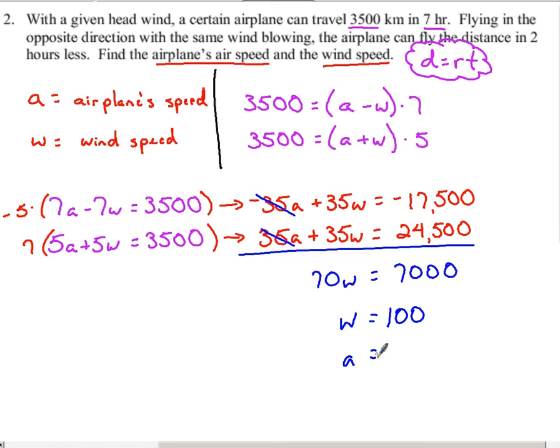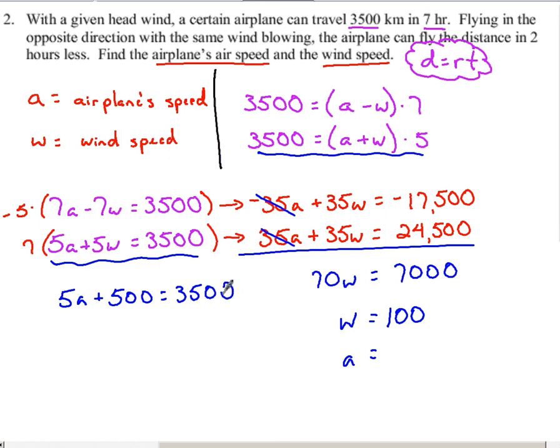So if I go back to one of my equations, maybe this one right here, maybe one of them up here, right? Doesn't matter. But let's take this one right here. Plugging in w as 100, I've got 5a plus 5 times w as 100, which would be 500, equals 3,500. Subtract 500 over. Got 3,000. If you divide by 5, then a is going to be 600, right? So the airplane's airspeed is going to be 600 kilometers per hour.